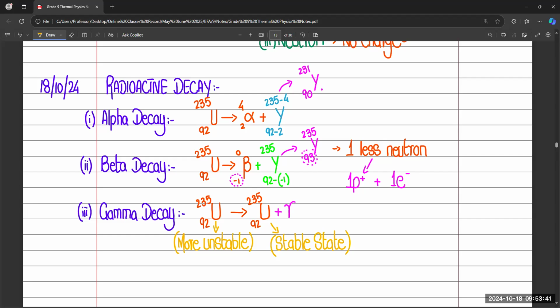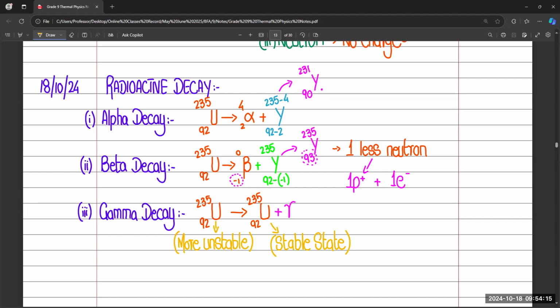So when one neutron converts into one proton and one electron, we know that in the nucleus we have protons and neutrons. If one proton increases and one neutron decreases, it means they are balancing each other. So the original value of the mass of the nucleus remains the same. Because if we increase protons and neutrons both, then the nucleus becomes unstable.